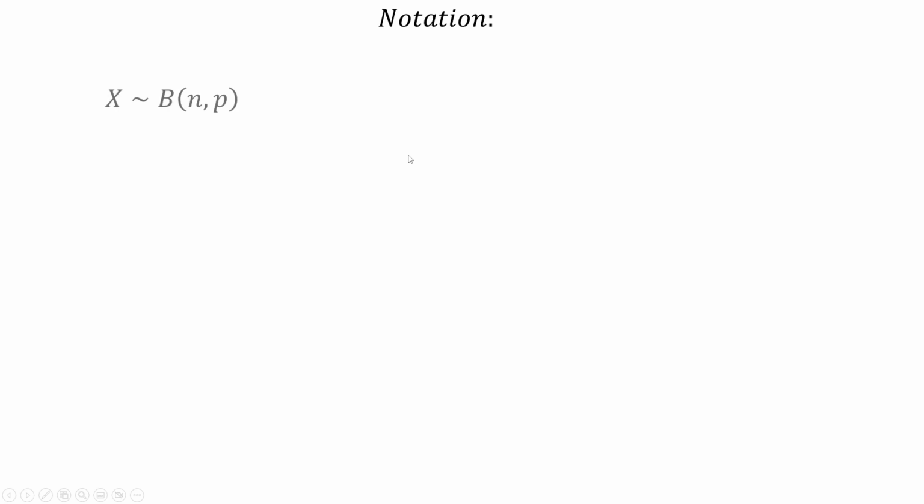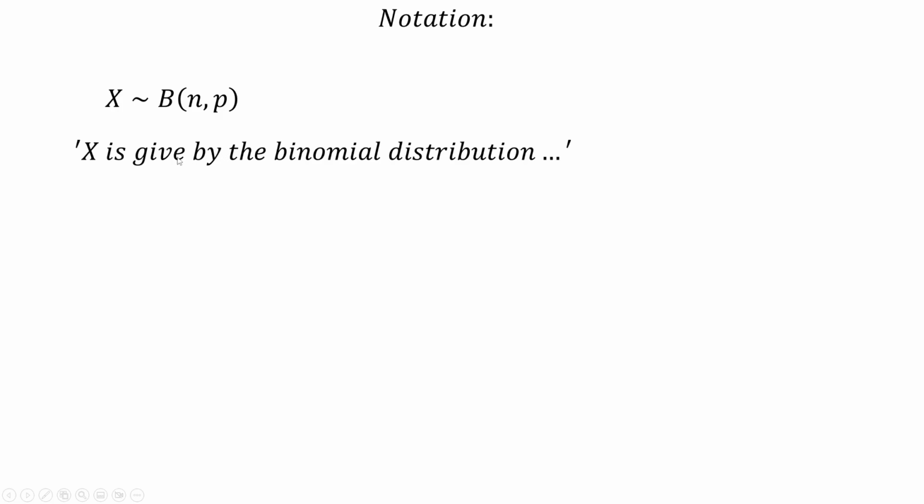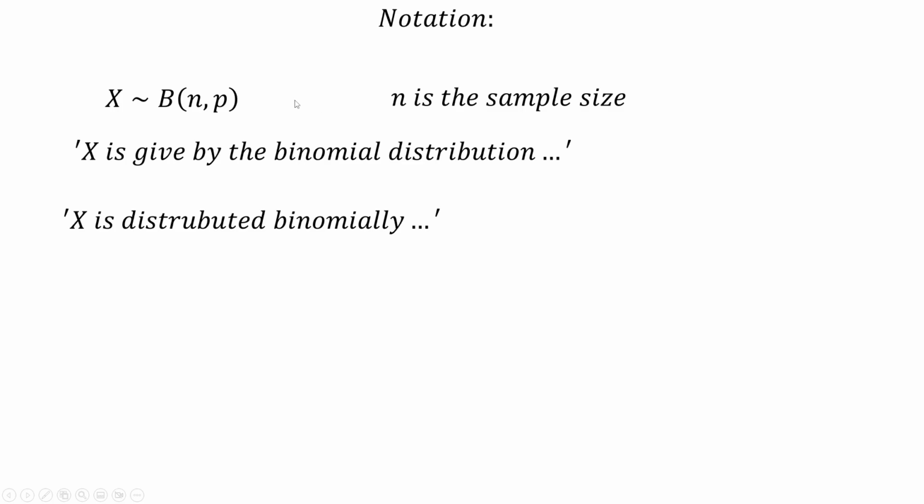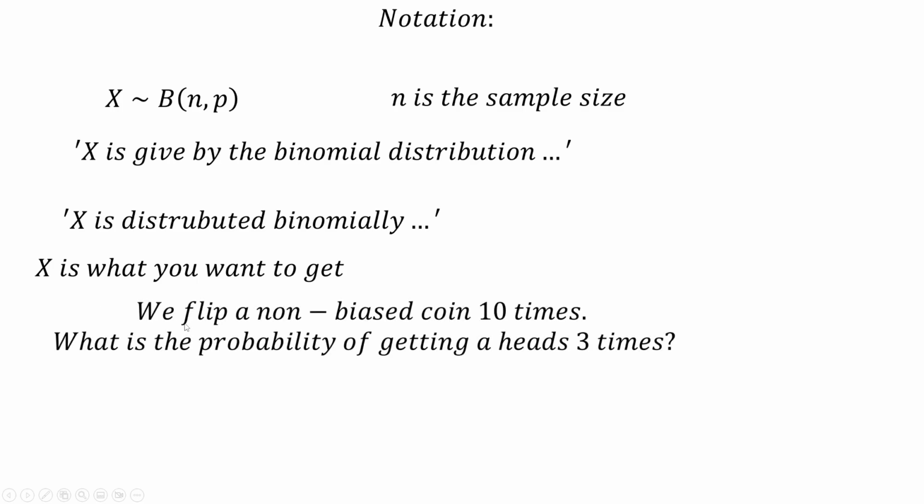Okay, now let's just go over notation. What this is saying is that x is given by the binomial distribution, and then this. Okay, that's a given, but it's fine. You can also read it as x is distributed binomially as this. Okay, where n is the sample size and p is just the probability. X is what you want to get. So in our other example, we said x is just the number of heads. X here is just called the specific term. The term that we use for it is the test statistic. So that's what you want to get.